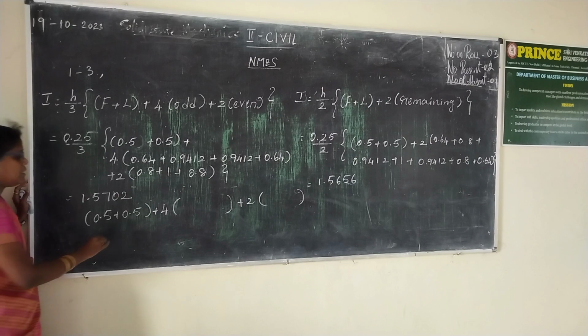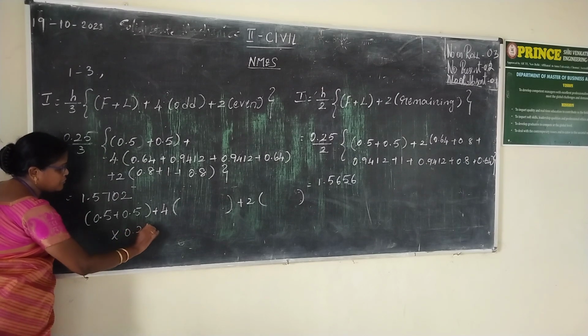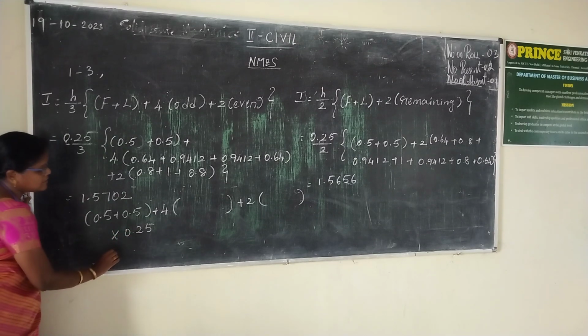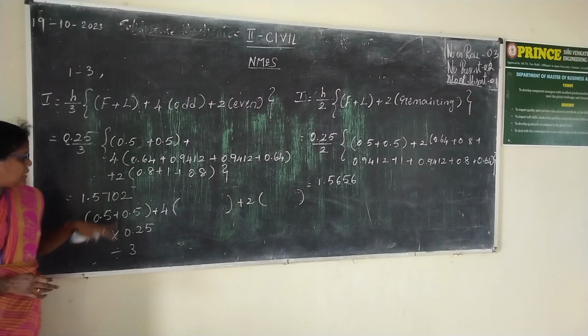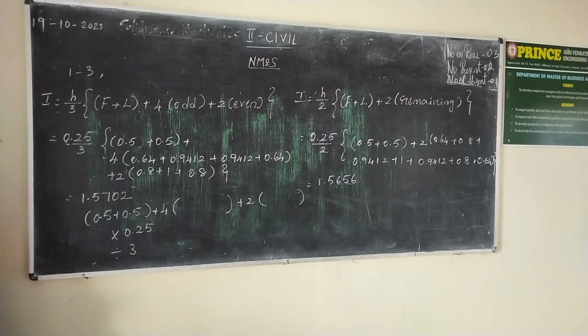After finding this one, multiply the answer by 0.25. Then after getting that answer, divide by 3. Okay, everything as a whole you put in your calculator. If you approximate each and every one separately, in the final answer there will be a change. 0.25 divided by 3 is the answer.